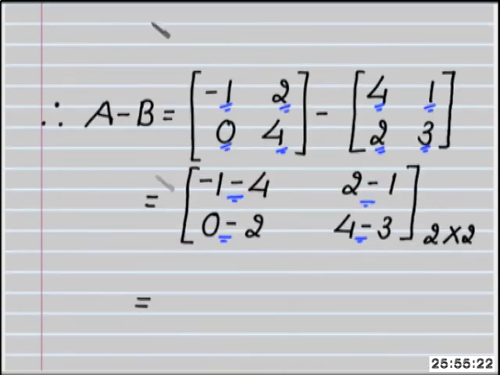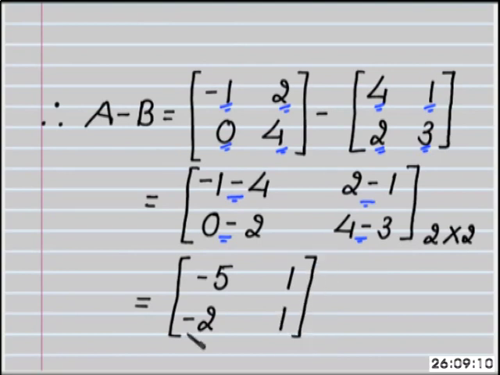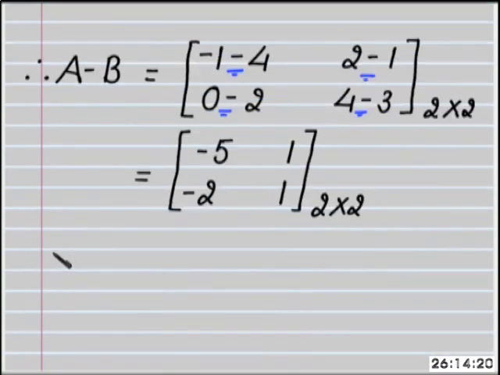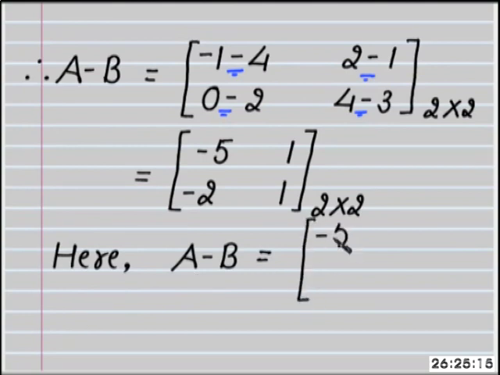So it is equal to matrix having first two elements as -5 and 1, second two elements as -2 and 1, which is again a square matrix of order 2. Here A minus B is a square matrix with first two elements as -5 and 1, second two elements as -2 and 1, and it is of order 2 by 2.